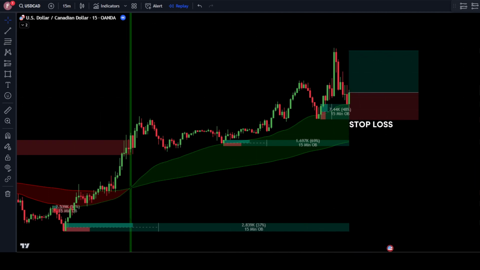Place the stop loss below the bullish volumetric order block area. Use a target take profit based on a risk and reward ratio of 1 to 1.5.